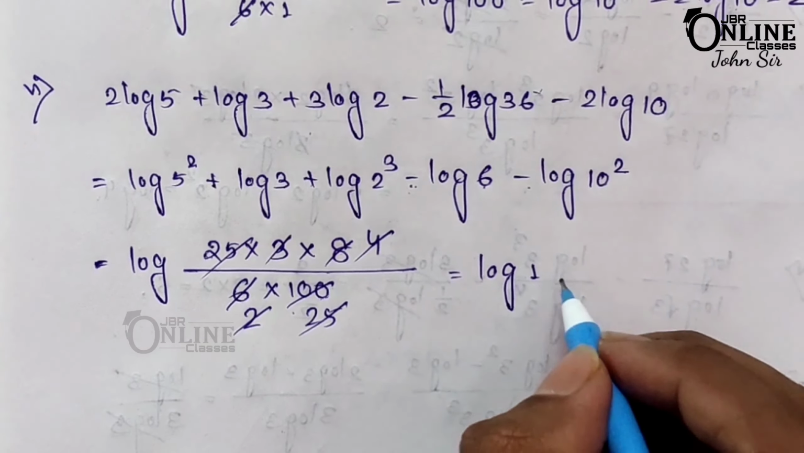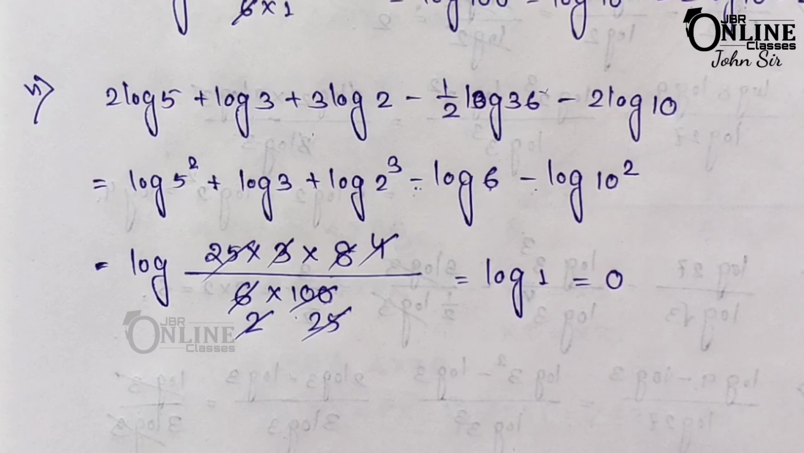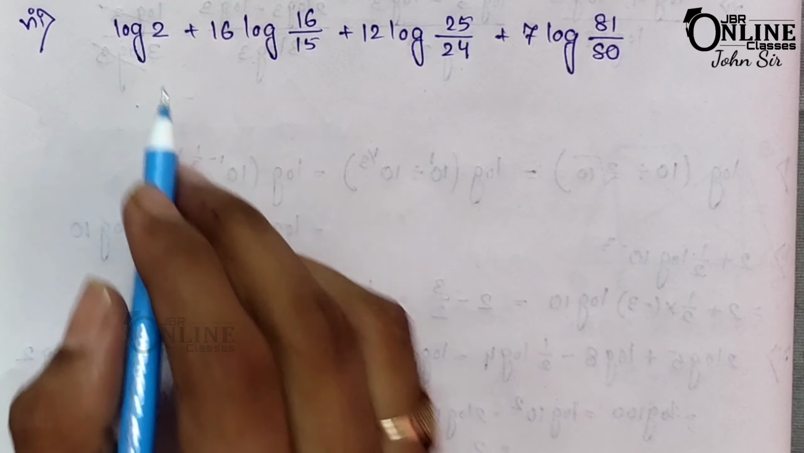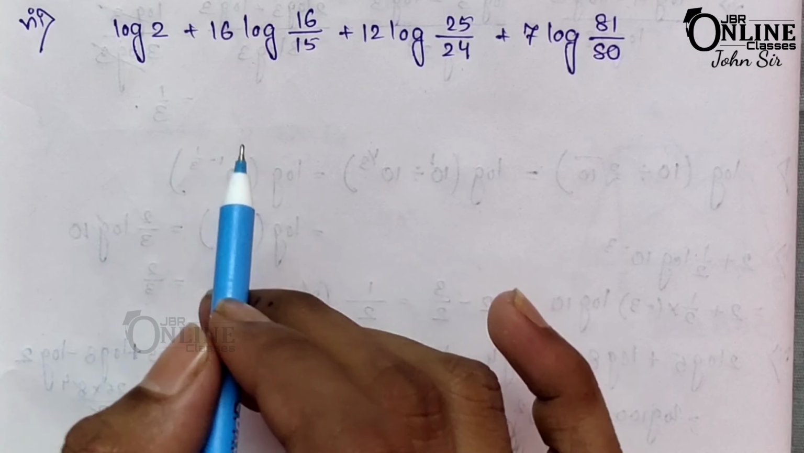Now what is the value of log 1? Always it will be 0. Now sum number 7, it's a little bit tough problem, so please listen very carefully.